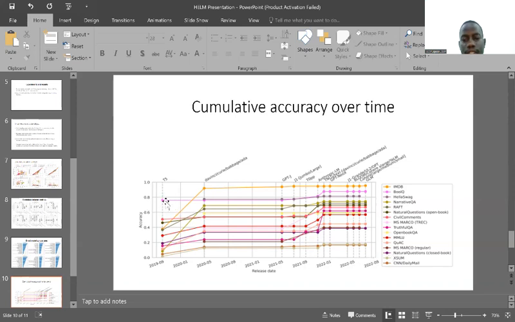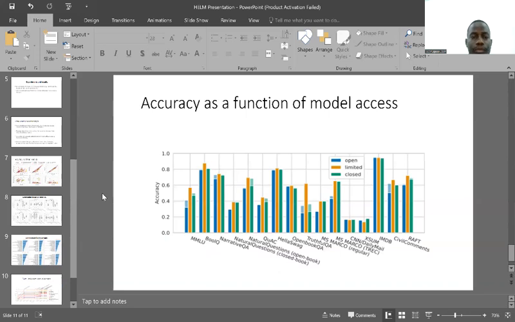We can also see this BoolQ. BoolQ started with an accuracy of over 0.6, and then went on to increase in 2022 up to an accuracy of almost 90%. And then we have HellaSwag. Here we are comparing the cumulative accuracy of different models over time.